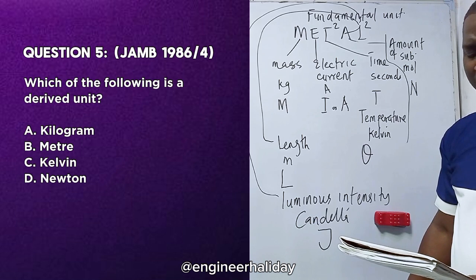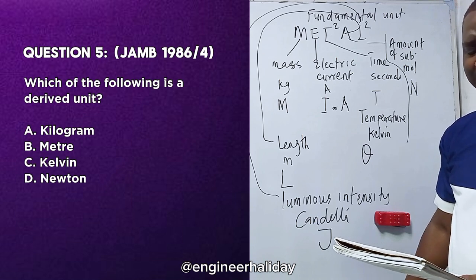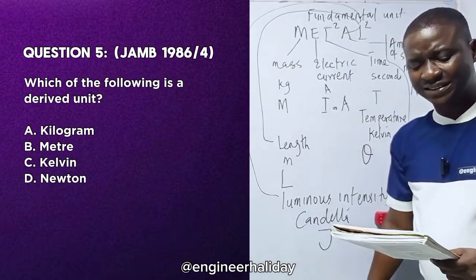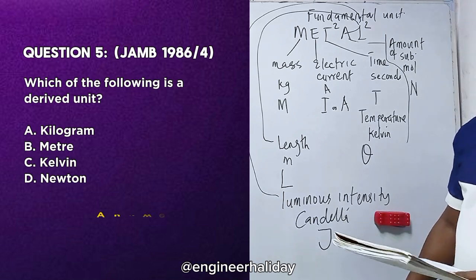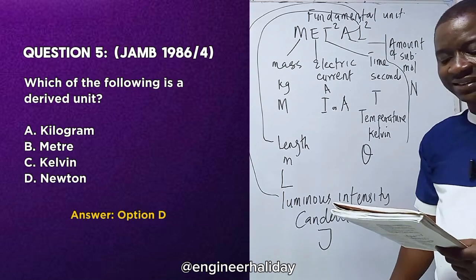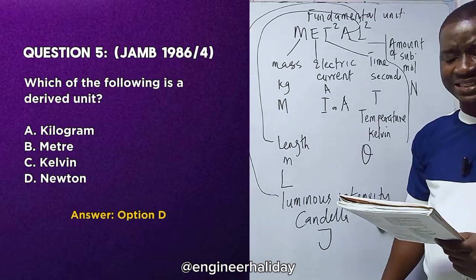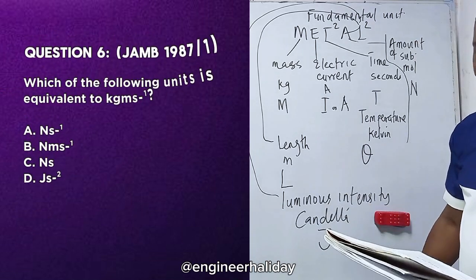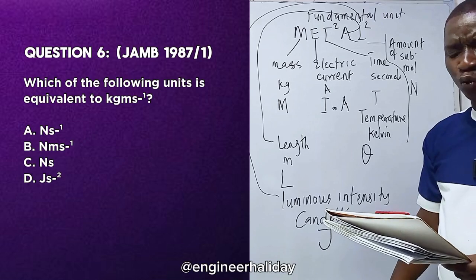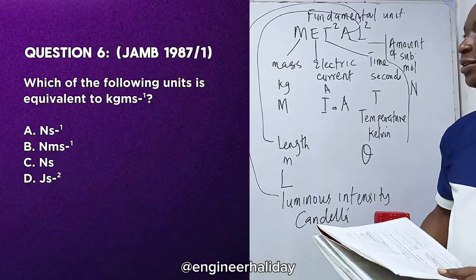A, kilogram, no, that is mass. B, meter, that is length. C, Kelvin, that is temperature. D, Newton, which is force. Force is not a fundamental unit, rather it's a derived unit. So option D. Number 6, which of the following units is equivalent to kg meter per second?